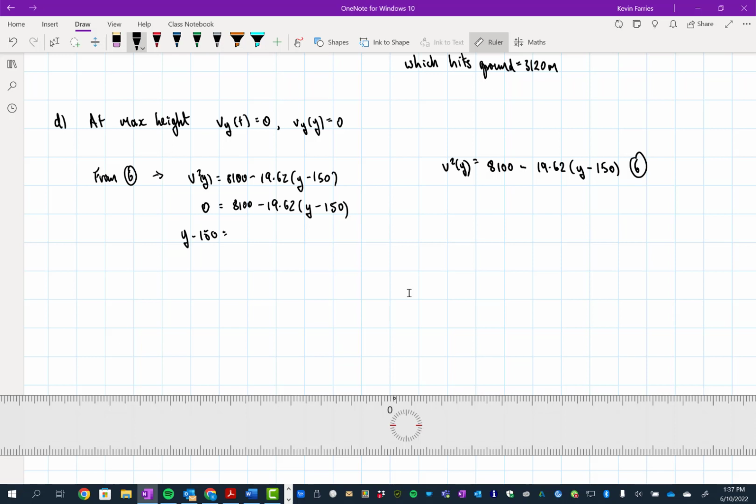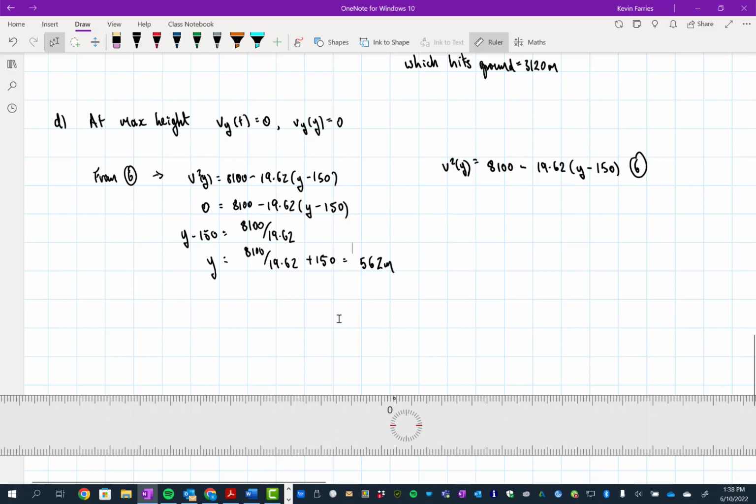is equal to 8,100 divided by 19.62, and then we could figure out y. We could just write that now: y equals 8,100 divided by 19.62 plus 150. It's 562 meters.